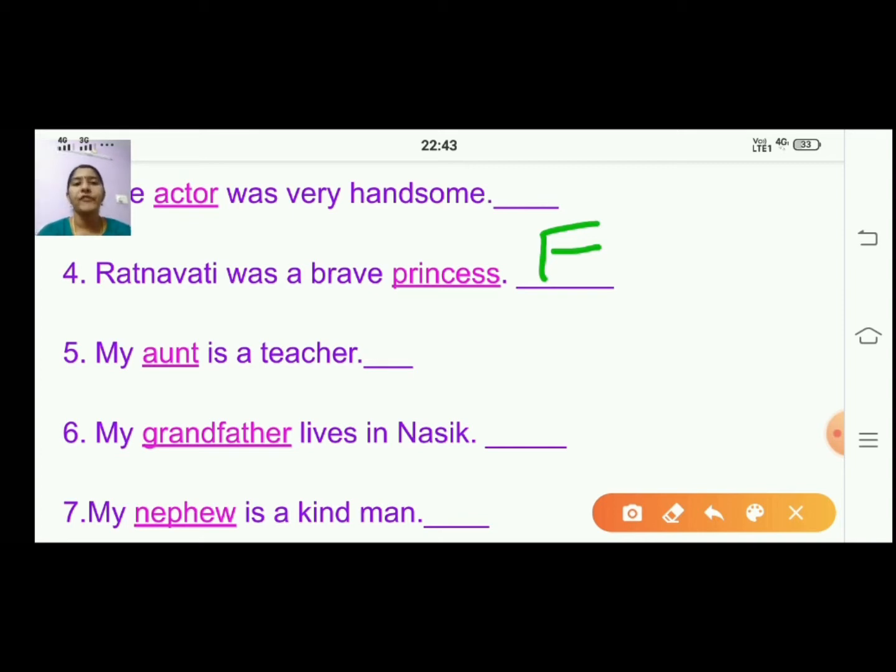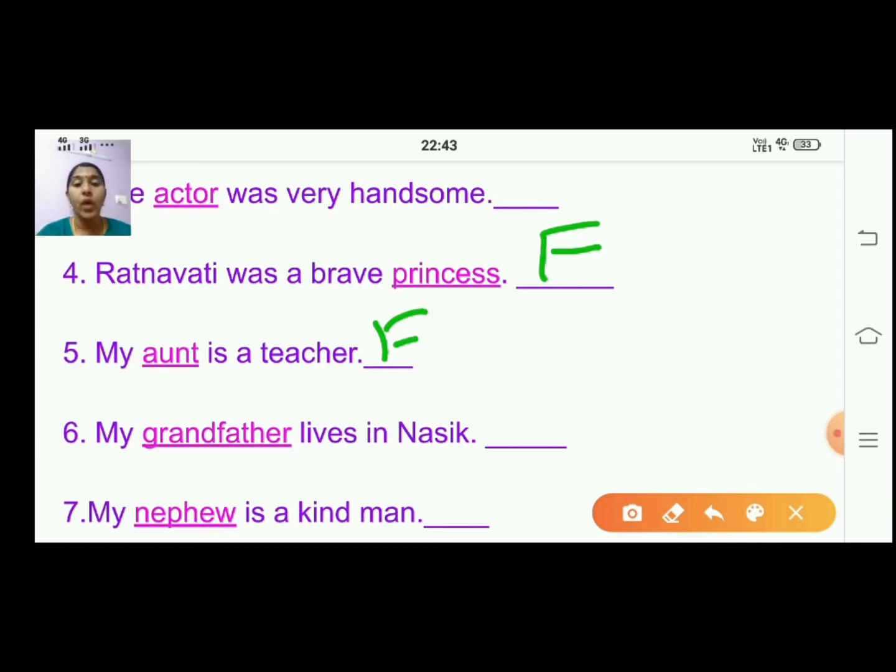So the next one, fifth one, my aunt is a teacher. My aunt is a teacher. So aunt, uncle, aunt. Aunt is female. So feminine gender. So we mark F there, right? My aunt is a teacher. So we are marking it as feminine gender F, right?